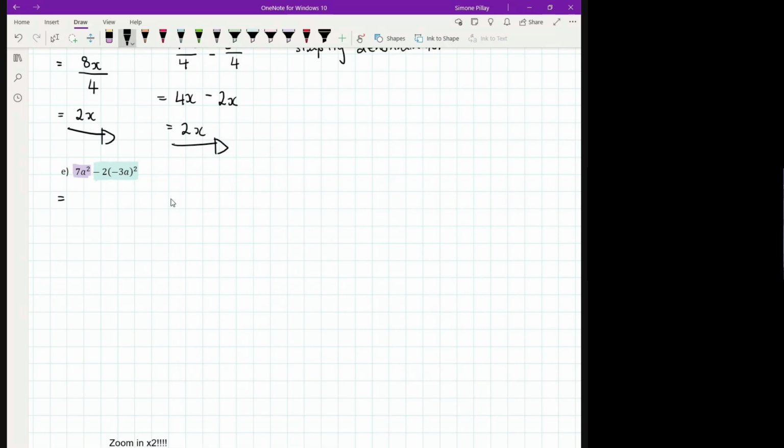If we follow our rules, we've identified our terms. Now we need to simplify each term individually. My question to you is, can I simplify 7a squared right now? No, ma'am, there's nothing more I can do with it, so I'm just going to bring it down. Now we're trying to simplify this blue term over here. What would you say we do first? Do I do my distribution first or my exponent first? Ma'am, distribution. No.